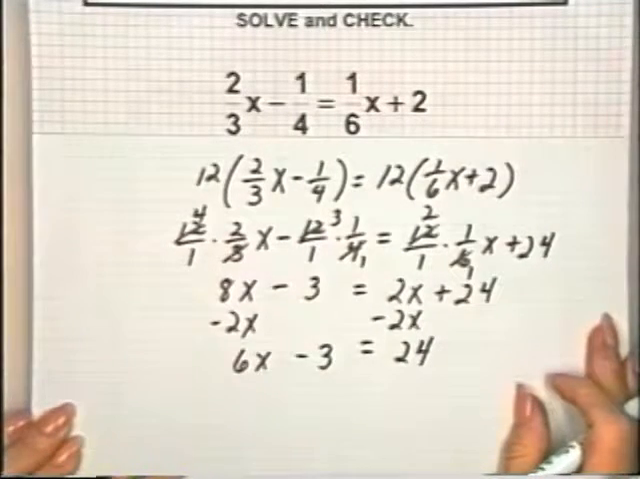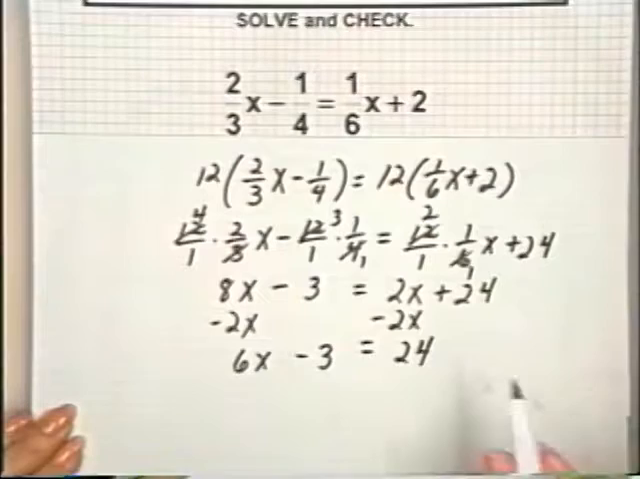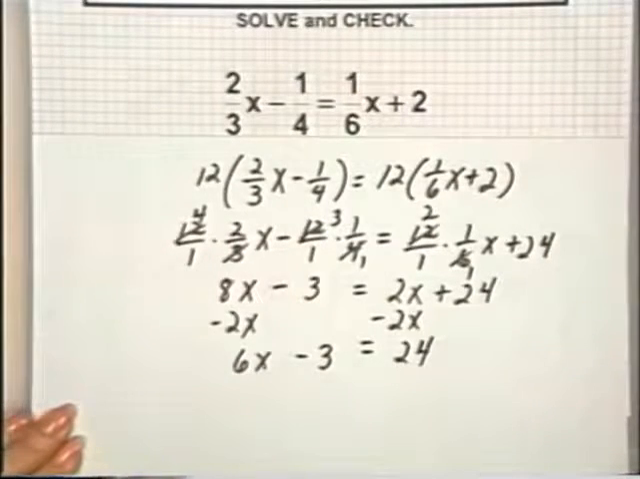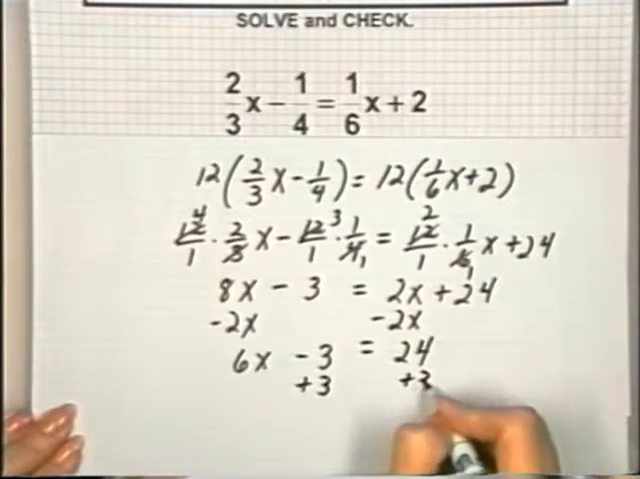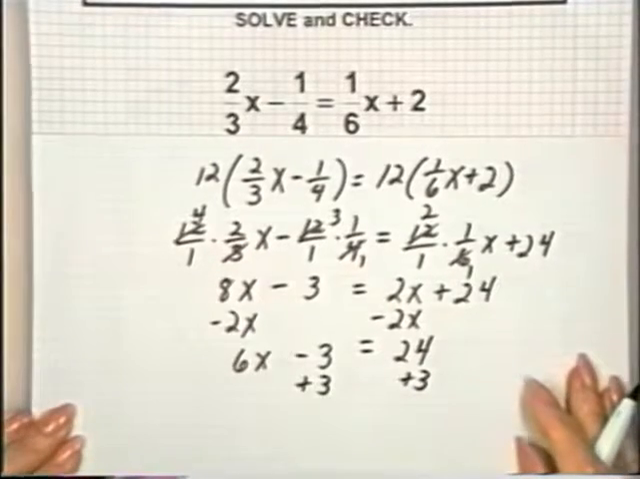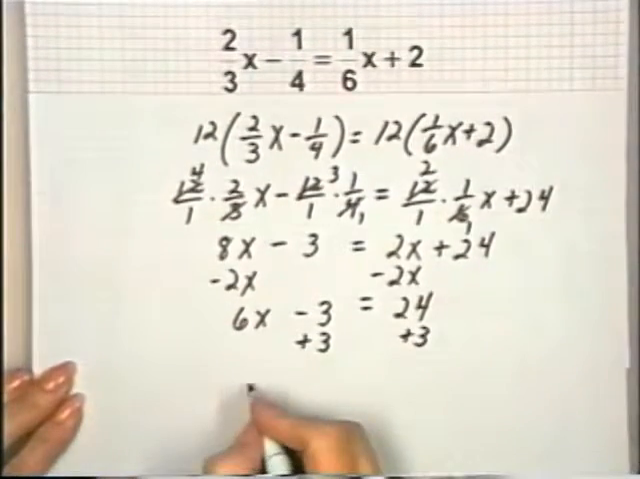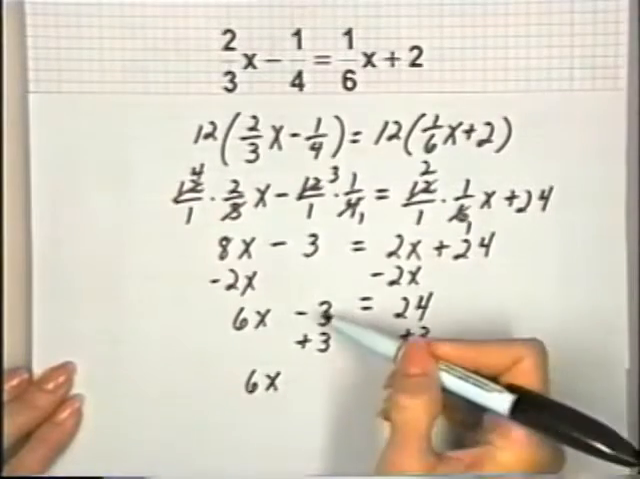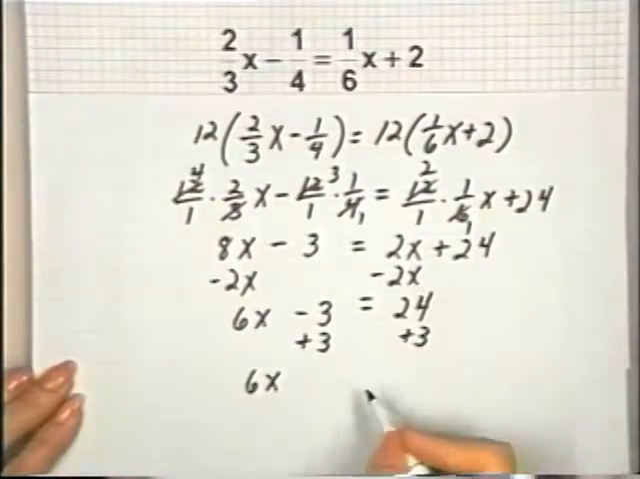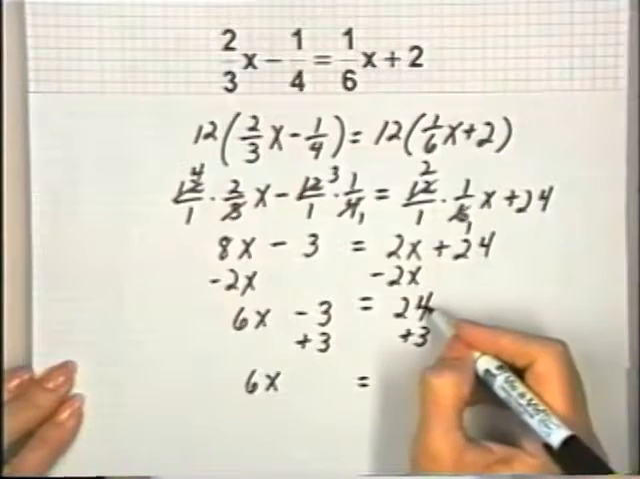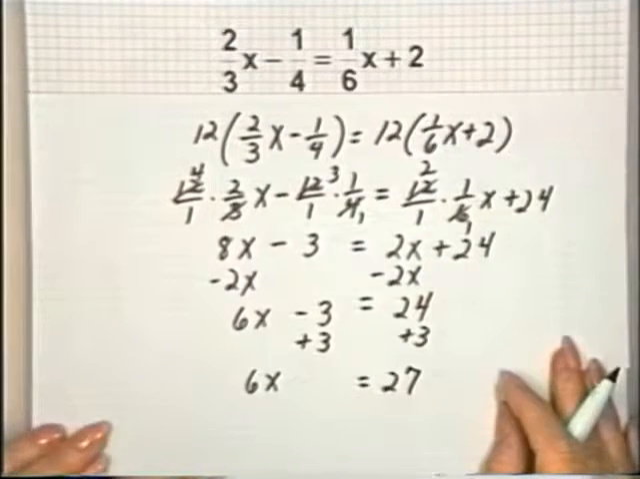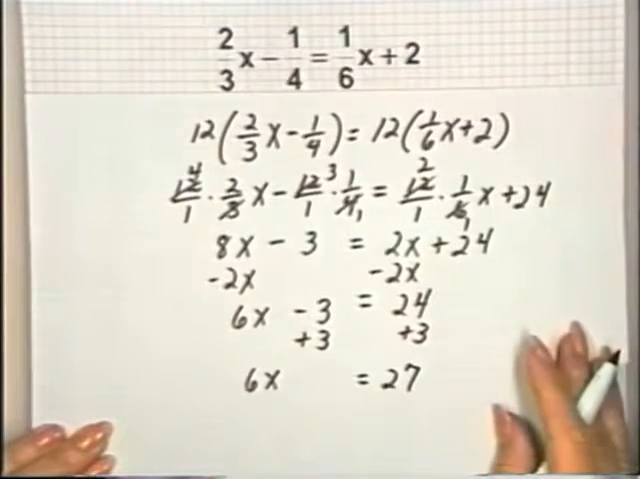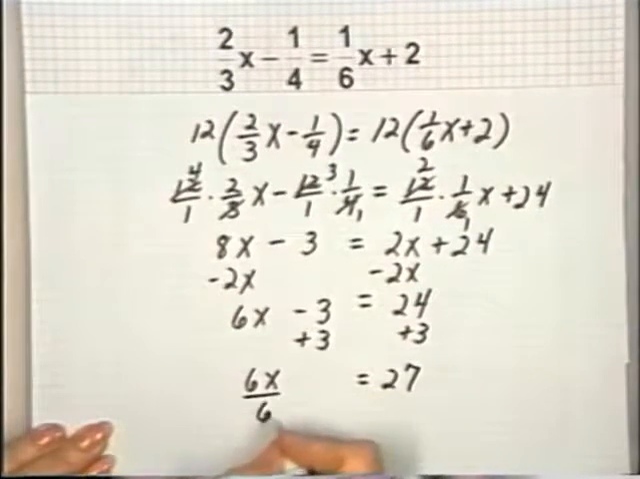I want my constants on the same side of the equation. I will move the negative 3. To move the negative 3, I need to add 3 to both sides of the equation. The result is 6x minus 3 plus 3 is 0 equals 24 plus 3 is 27. I now want to get rid of my x coefficient. I will do that by dividing by 6.